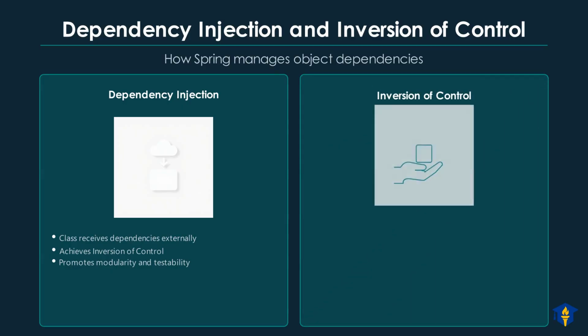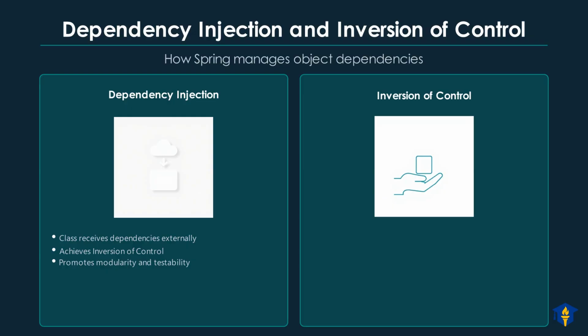Inversion of control means that the framework or container manages object creation. The Spring container takes responsibility for creating and managing your application's objects. As a developer, you delegate the control of object lifecycle management to the framework. This significantly reduces the burden of manual dependency management for you.